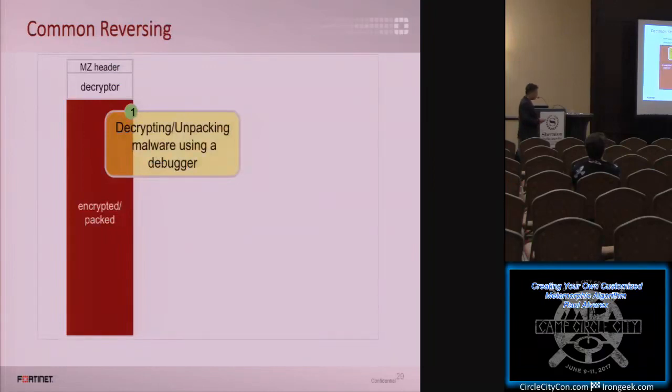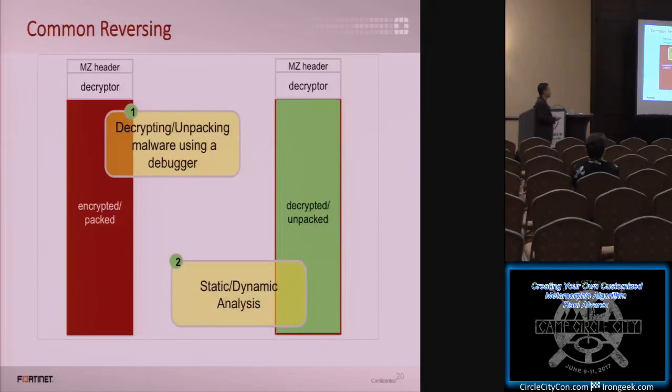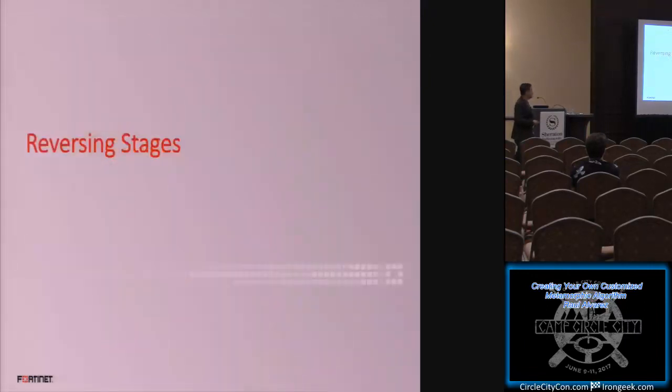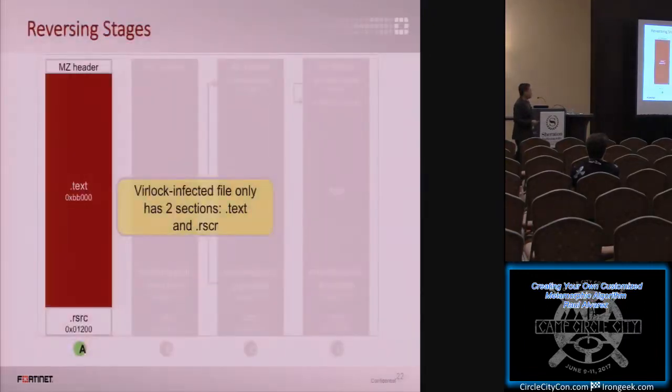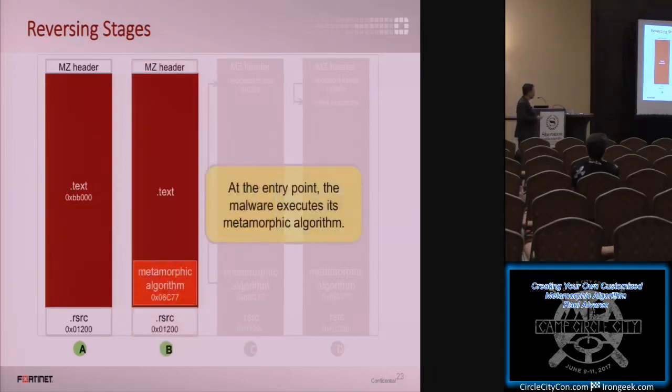For common reversing, normally if you have encountered a packed or encrypted malware or infected file, usually you try to unpack the malware. Then you can use the decrypted or unpacked version to do static or dynamic analysis. You can use IDA, or you can dump it to some disassembler and so on. But this malware has different stages. When you get an infected file, you only have the MZ header, and only 2 sections, the .text and the .rsrc, the resource. Afterwards, from that text, somewhere down here is your Metamorphic algorithm.